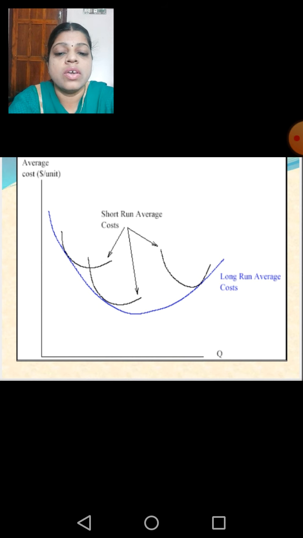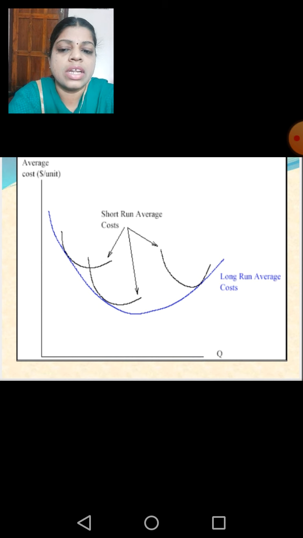Children, so how do we derive the long run average cost curve? First we have to depict all the short run average costs that we have derived through the schedule, and after plotting such short run average cost curves, we have to draw all the tangency points. That means at the tip, the diminishing portion, that is the down portion, is the point which is tangent to the long run average cost curve. So this is the manner in which we can derive the long run average cost curve.